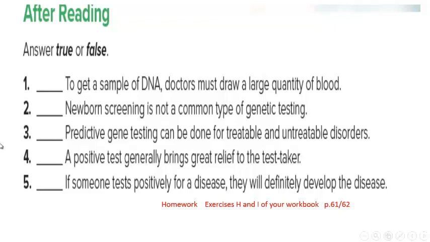And number 5, the last one. If someone tests positively for a disease, they will definitely develop the disease. Now this is controversial to what the last part of the listening and the reading suggests. This is not inevitable. It's not inevitable that if the test gives you the positive potential for having the disease in the future, that you must have it. So here are the answers.